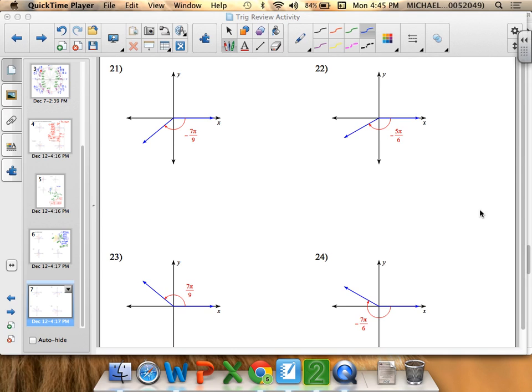21, 22, 23, and 24. To finish off the review, we're still finding reference angles, but in this case it is in radians, so it's a little bit trickier because you're dealing with fractions. I will do 21.